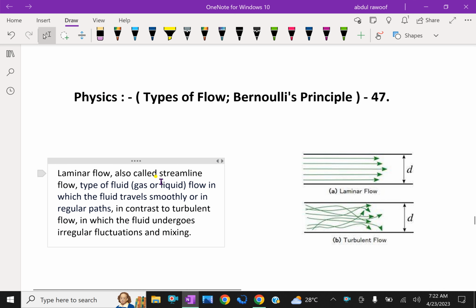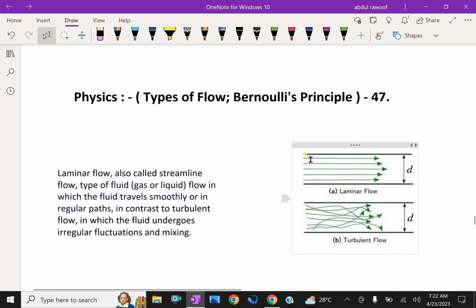Laminar flow is called streamline flow. That is the type of fluid, gas or liquid, flow in which the fluid travels smoothly or in regular paths, in contrast to turbulent flow, in which the fluid undergoes irregular fluctuation and mixing. Here, look at this. In a pipeline, the flow is smooth and the layers are not intercrossing. So it's called a laminar flow. That is, this flow is smooth and the layers are not mixing.